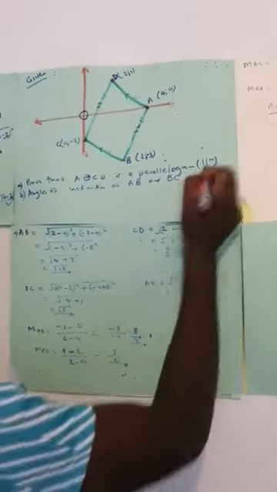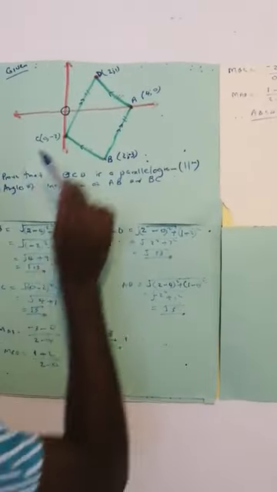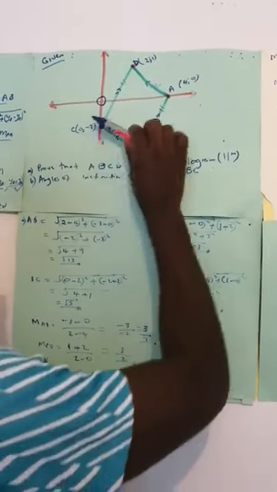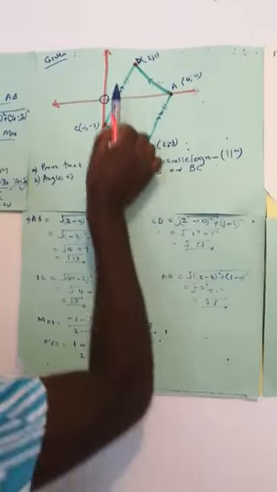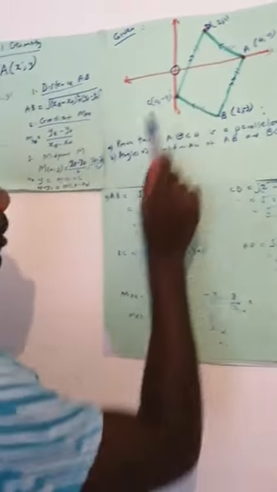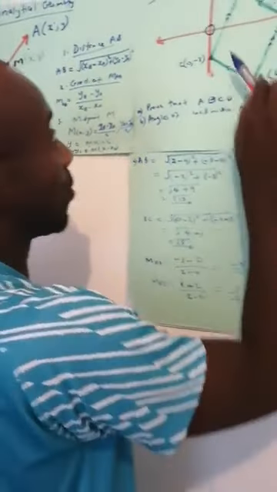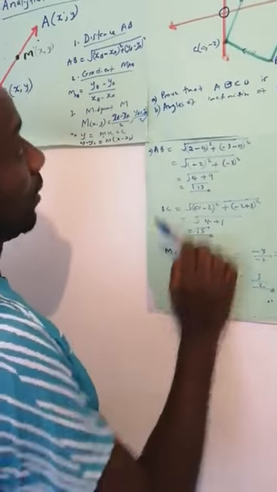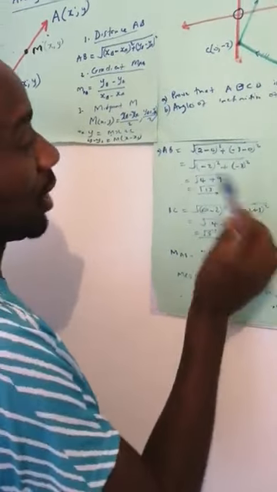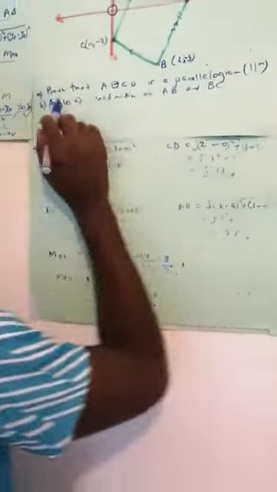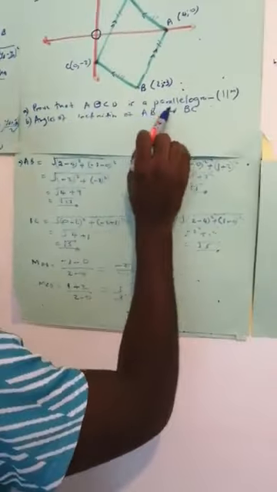That's the first answer. We first calculated if the opposite sides are equal. Then we calculated if the opposite sides are parallel. How do we calculate? We use the distance formula to calculate the distance of the sides, and then we calculated the gradient to check if they are parallel. And then we are moving to number B, the angles of inclination of AB and BC.